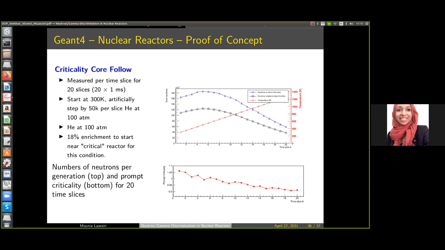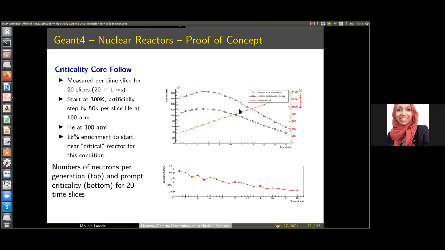Okay. So the last slide here shows the number of neutrons at the end of the time slice, the blue line here, and the neutrons created during the time slice, and also the prompt criticality calculated for each time slice. All neutrons were prompt as the simulation did not include delayed neutrons. So this figure shows how the neutron population grows at low temperatures, then starts to shrink at higher temperatures.